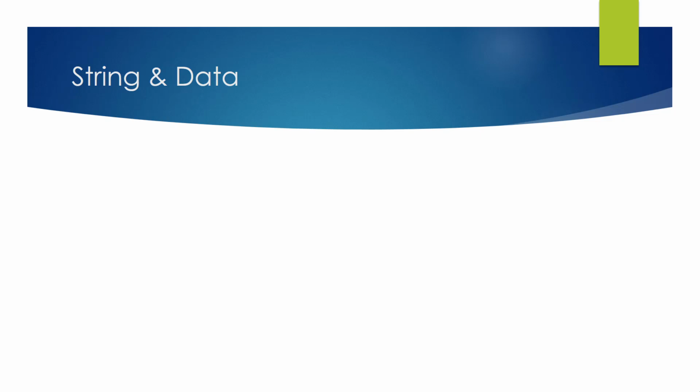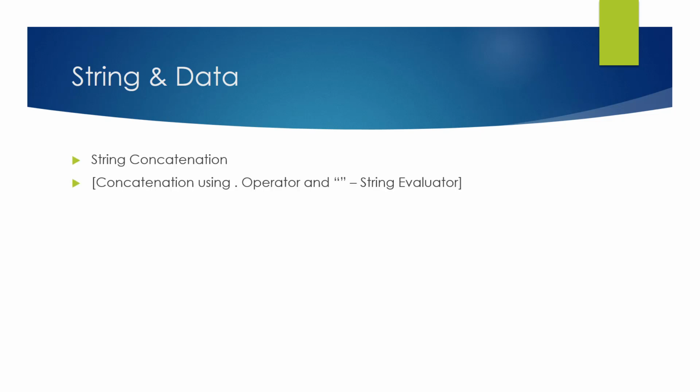This lecture will be taking a look at string concatenation and different data types that we have in PHP. The concatenation that we'll be covering will be exploring the dot operator and then the string evaluator. And in data types, we'll be taking a look at the integer, float, and Boolean data types. So first of all, let's explore string concatenation.